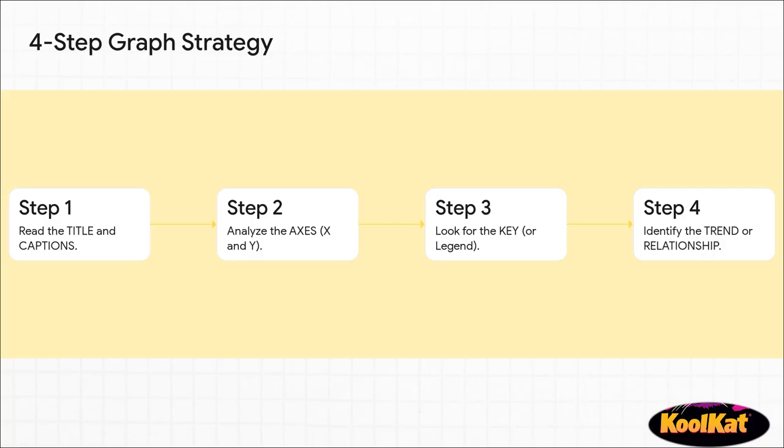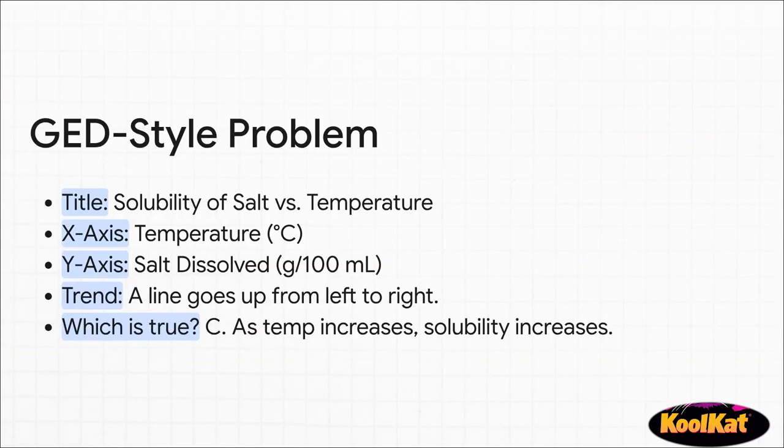Third, find the key or the legend. And finally, fourth, just ask yourself, what's the overall trend here? Is the data going up? Is it going down? Is it staying flat? I promise, if you follow these steps, you cannot go wrong. Let's put our strategy to the test right now with a typical GED problem.